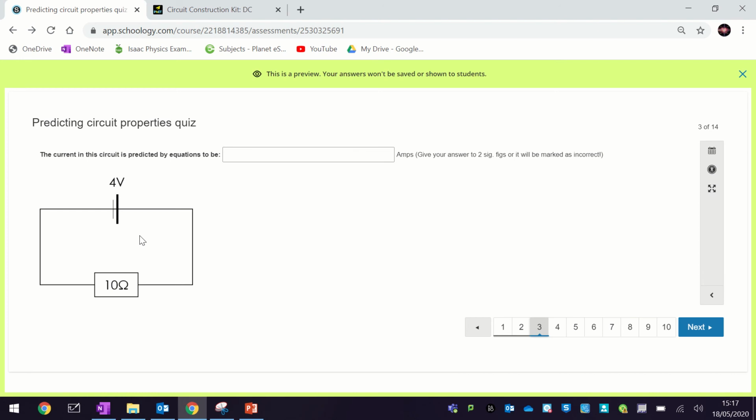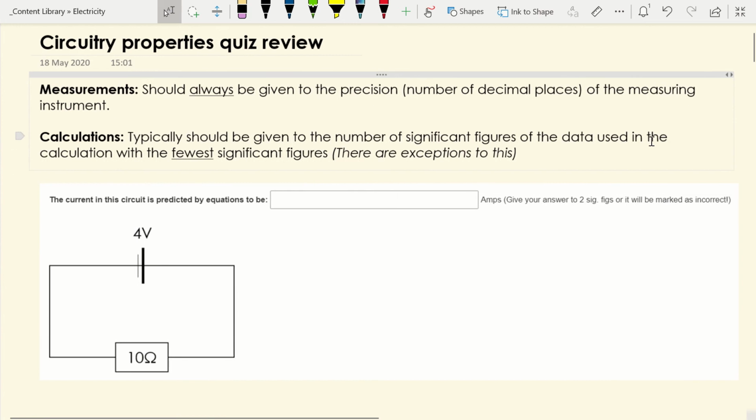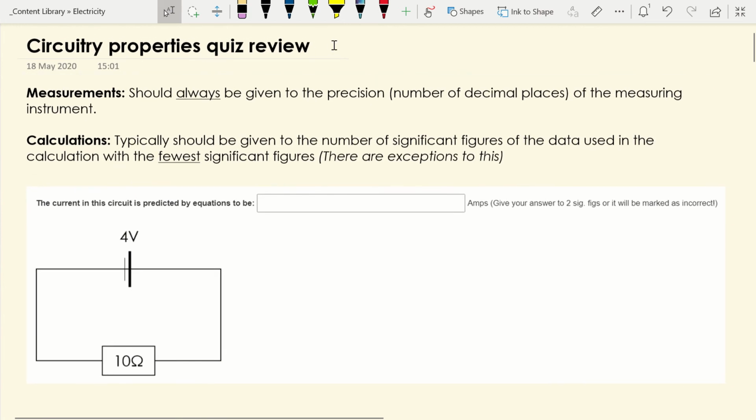Okay, so now we're going to get on to some calculations. I've got a page in OneNote for this. Before we start looking at the calculations, I just want to illustrate something that I'm looking for. I did put this in the question, so you're aware of it. Essentially, when we're doing measurements, so we're using an instrument and taking readings, we should always give those measurements to the precision or number of decimal places of the measuring instrument. And we're going to see that in a second.